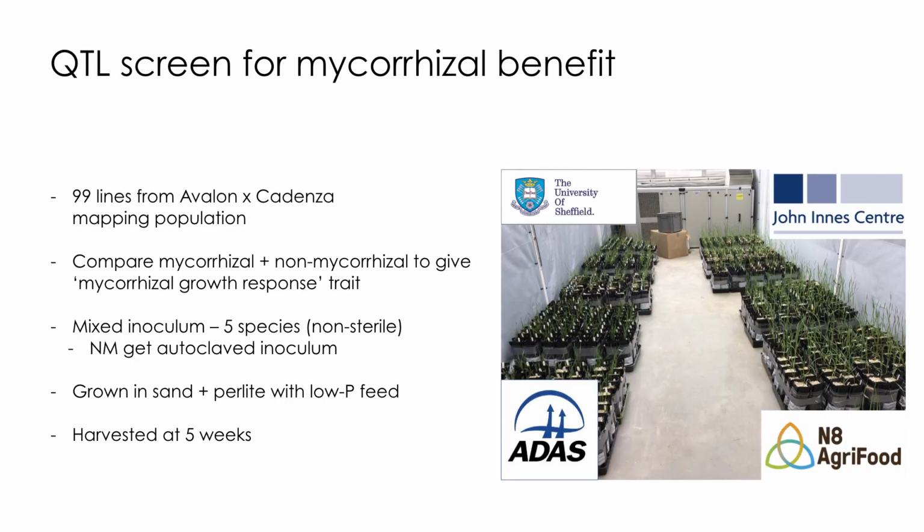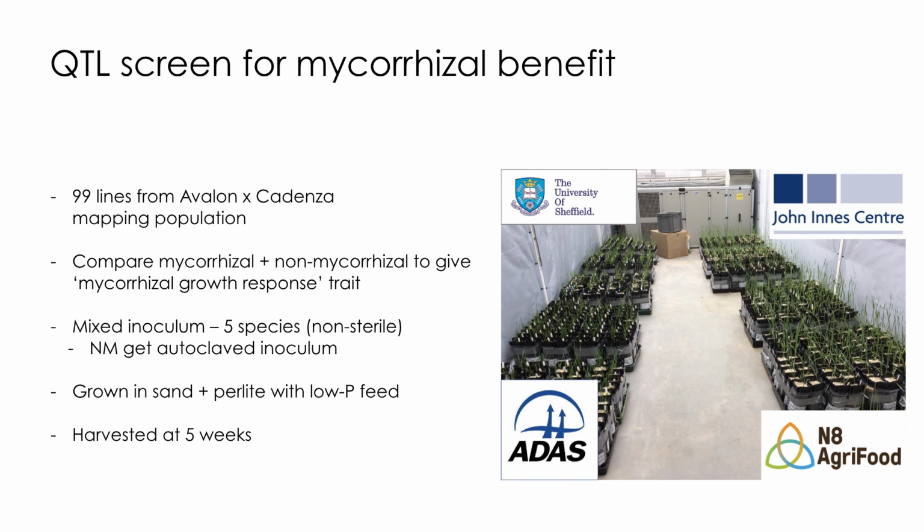So we grew 99 lines of the Avalon Cadenza mapping population, and very simple phenotypic data. We've inoculated, and we're going to compare that against non-inoculated plants. So you take away the biomass in your inoculated from your non-inoculated, and you get your mycorrhizal growth response. And we use that in the QTL to identify these mycorrhizal benefit genes.